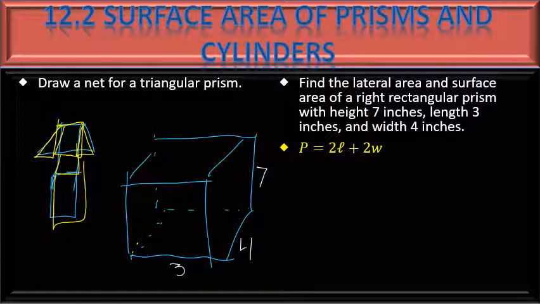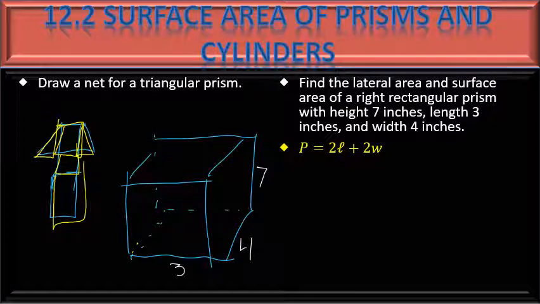Alright, so there's a picture of it. It's a rectangular prism, which means the bottom's a rectangle. And it's 3 by 4, and the height of the prism is 7. So I made the bases, the top and bottom. The height goes up and down between them.